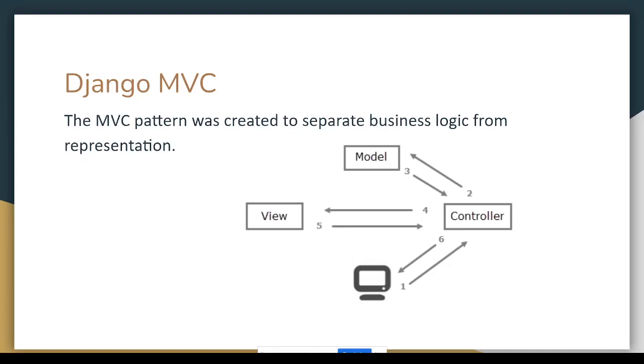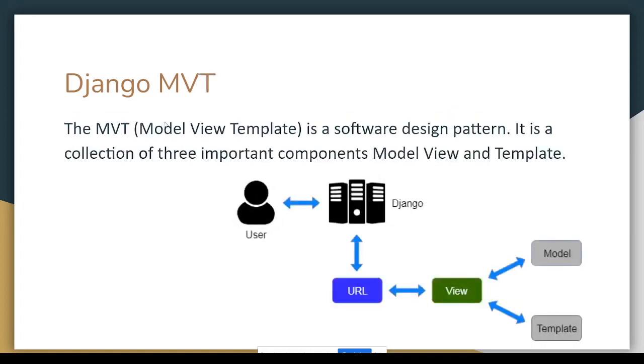Okay, so for the MVC, the MVC pattern was created to separate the business logic from representation. So we have the view, the model, and we have the controller. But we'll be using the MVT or the model view template. The model view template is a software design pattern. It is a collection of three important components, which is the model, view, and template.